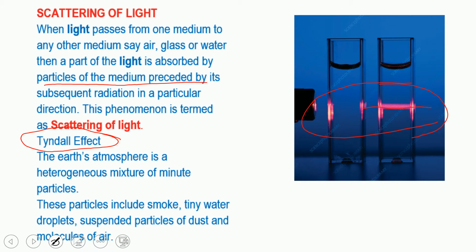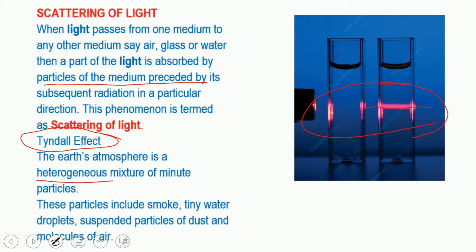Now, why is it so? It is due to dust particles and other particles there, even gas particles. So here is the Tyndall effect. How can the Tyndall effect be explained? The Earth's atmosphere is a heterogeneous mixture of minute particles. Here the word you must understand is heterogeneous. What is heterogeneous?